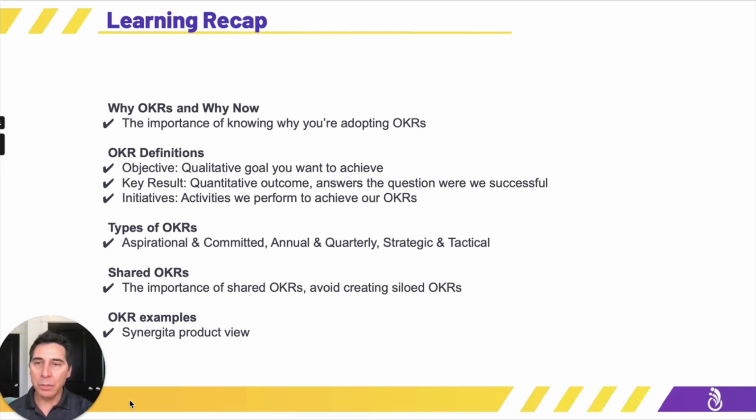And then we also looked at the different types of key results: aspirational and committed key results, annual and quarterly, and then strategic and tactical. And then we also took a look at our shared OKRs and the importance of creating shared OKRs, right? Creating horizontal OKRs that are shared amongst engineering, marketing, product, and so on and so forth, right? Versus those siloed goals that we often see with companies that are new to OKRs, right? And last but not least, we wrapped up with some examples of OKRs using the Synergita tools.